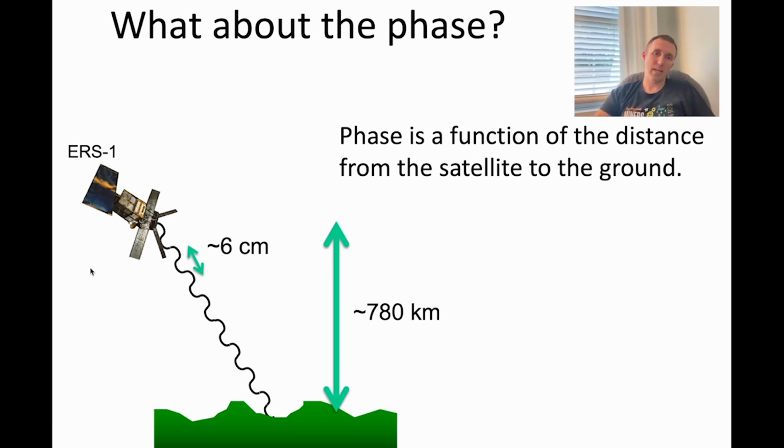Now for a satellite like ERS-1, one of the older InSAR satellites, not up anymore, it has a 6 centimeter wavelength. It's 780 kilometers above the surface of the ground where it's orbiting. And so there are probably almost 1 million wavelengths between the satellite and the ground. We can't determine what that number is because we don't know precisely the distance of the satellite to the ground. We don't know exactly the phase. But what we can do is look at the relative phase, which is basically just the phase of this last wavelength.